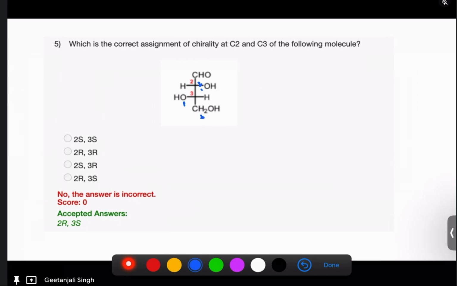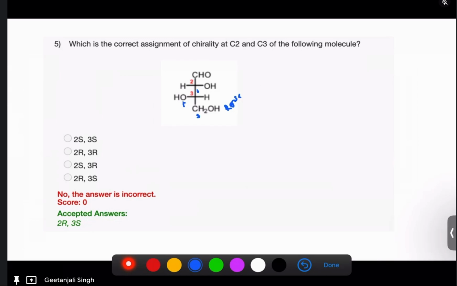So you can, oh, wait a minute, this one would be more clear. So it's supposed to be R because it's leaning there, but we see hydrogen is coming out of the plane, so R would change into S.